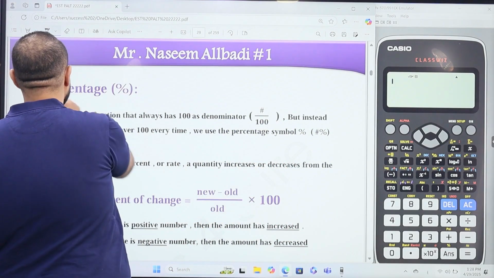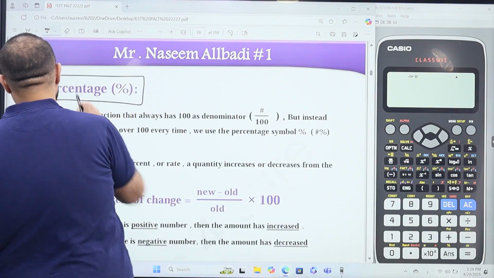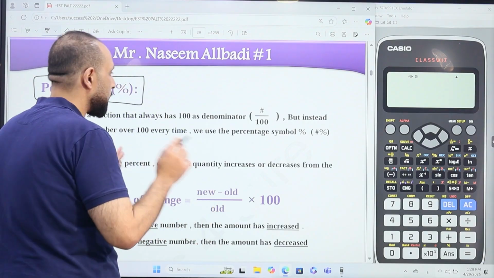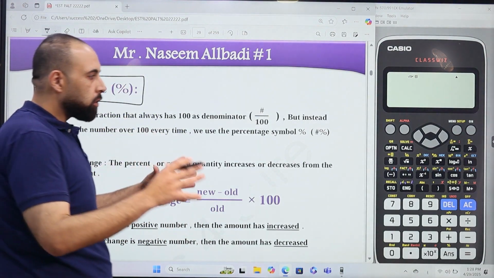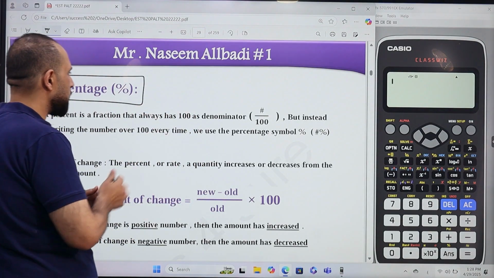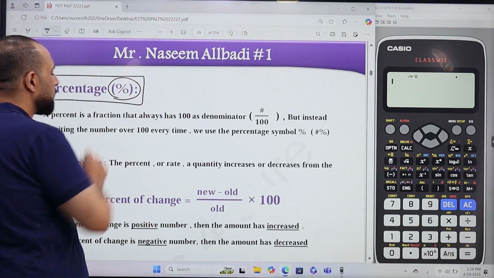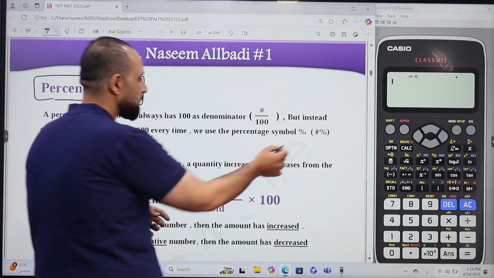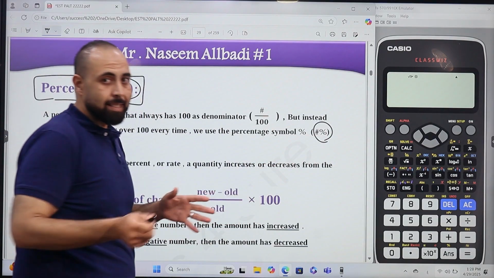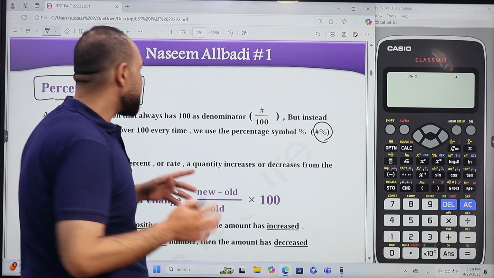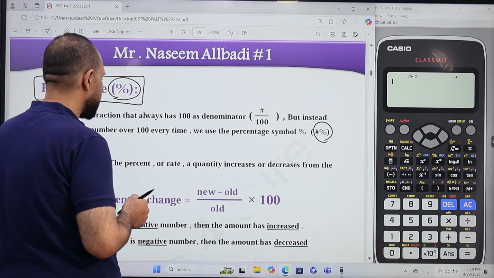The percent is one of the most important topics for the exam. How can we know the question is about percent from that sign? If we see the percent sign or he says a percent, that means the question is about percent.